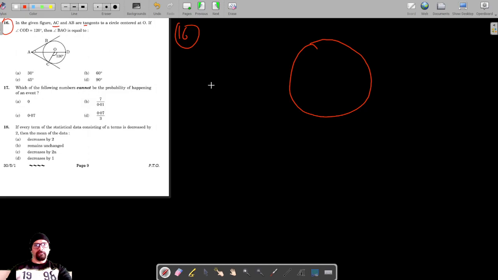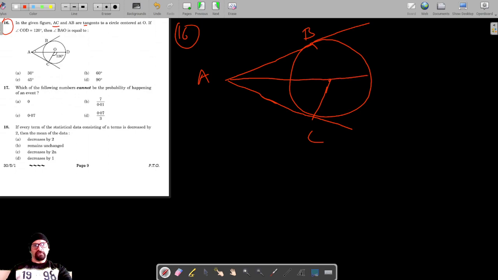This is the circle. This is the tangent AB. So this is AB and this is the tangent AC. This is O and this is C. And this is the line passing through the center, which is joining the diameter as well. And this is the angle that we have to find out.